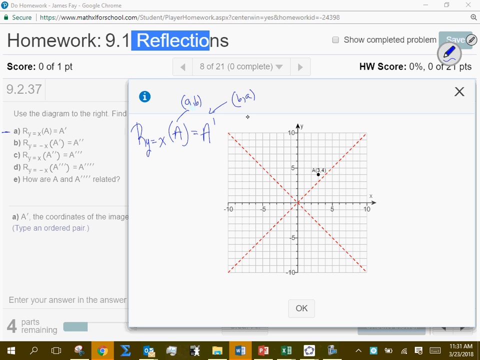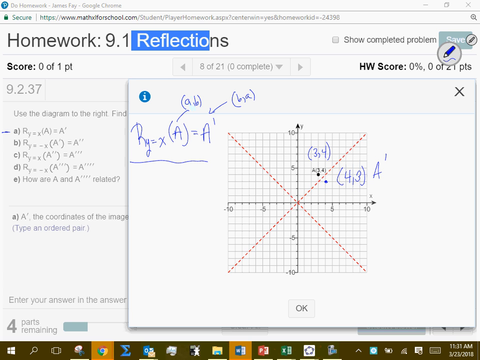So now, if I'm looking at this point right now, and I know you can't really see it real well, it says 3, 4, okay, is that point. So what's it going to become when I flip-flop it over the line y equals x? 4, 3, okay, and it's going to go right there. So there is A prime, okay.